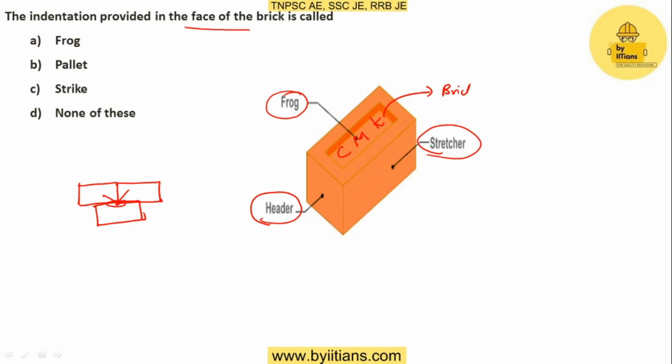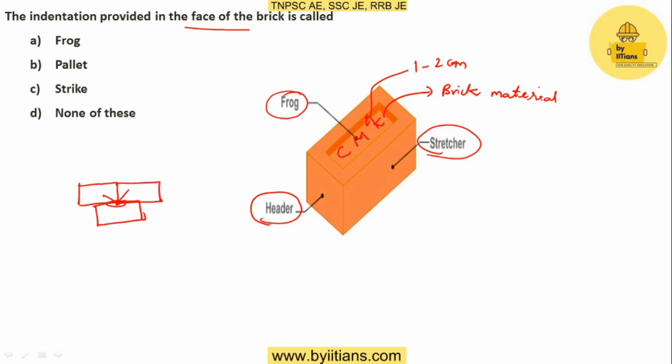Also, this saves brick material to some extent, and also helps to reach the heat in the kiln. There is a small provision given here, and this depth will be around 1 to 2 centimeters.